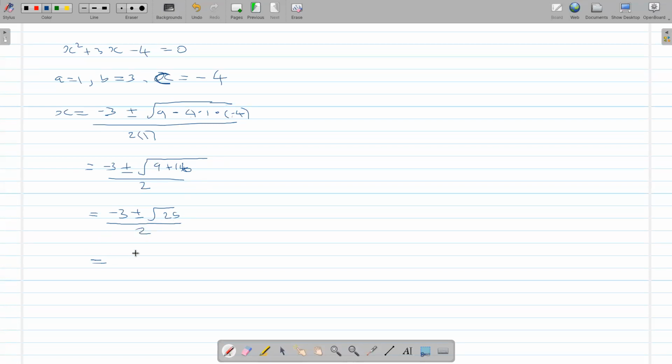So negative 3, 5 over 2. So x equals minus 3 minus 5, which is minus 8 over 2, or minus 3 plus 5, which is 2. So this is minus 4 or 1.